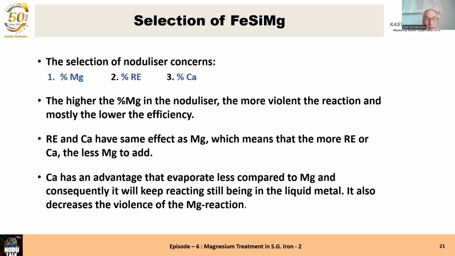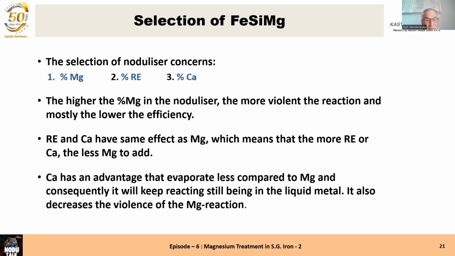So the three elements that are very important and you have to select yourself are magnesium, rare earths, and calcium. As I said, the higher the magnesium content in the nodulizer, the more violent the reaction, and mostly the lower the efficiency. You can see that very well when you nodulize with wire. They have 70, 80, and even more percent of magnesium.